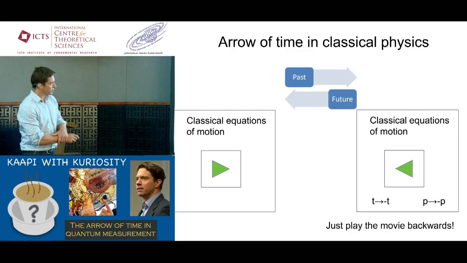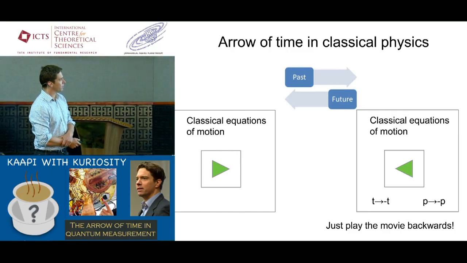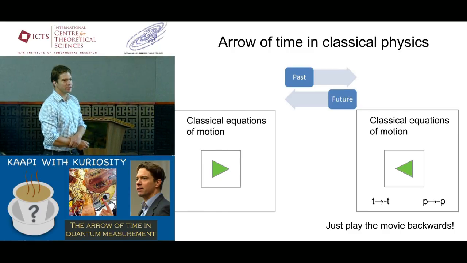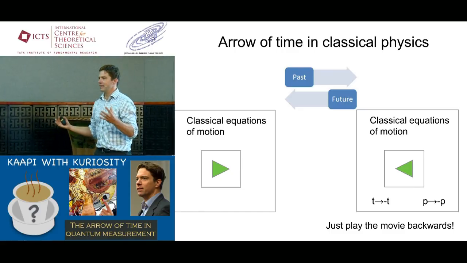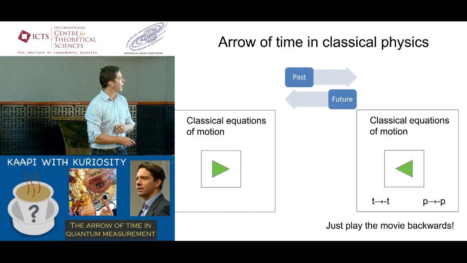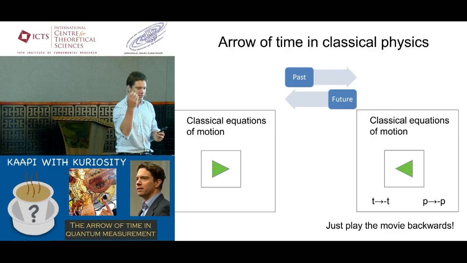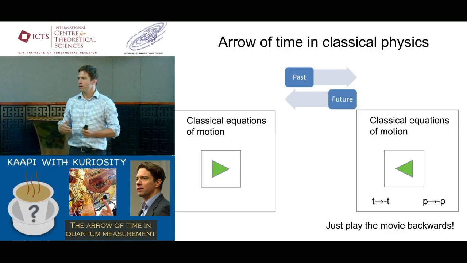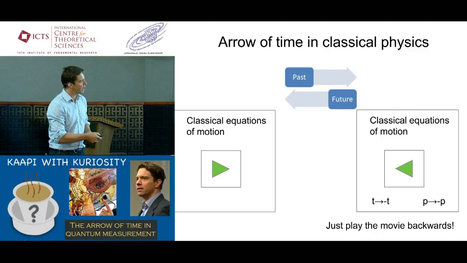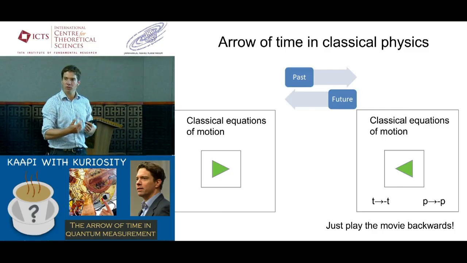So I put on some equations just so you knew I'd be serious. You don't have to look at them. These are Hamilton's equations that describe classical motion. You could just think of them as equations. I tell you the initial conditions, they tell you what happens. And the point I want to make is if you just replace time going to minus time, so you reverse time and you reverse momentum, these equations play perfectly well backwards just as they played forwards.